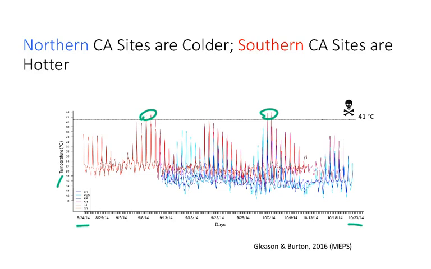In particular, if we look at this dotted line here, this skull and crossbones, 41 degrees is the temperature, based on some of my other experiments, that we know causes 100% mortality for all individuals, regardless of where they came from. What's important to note is that some of these Southern California sites are already exceeding those temperatures in the field. So that's important to think about in terms of how these populations are going to respond to climate change in the future.